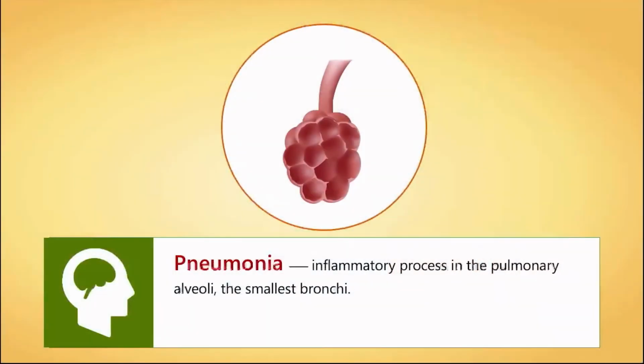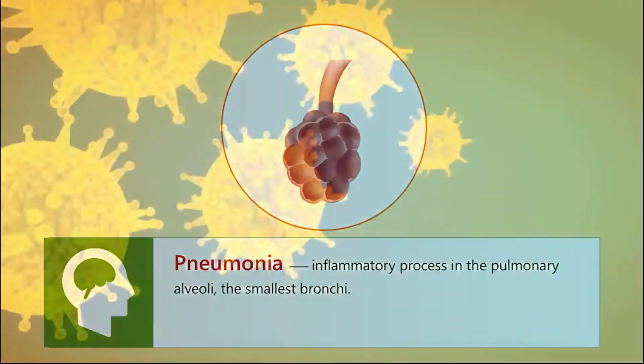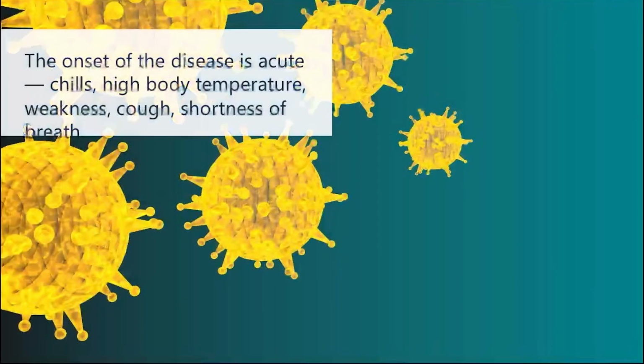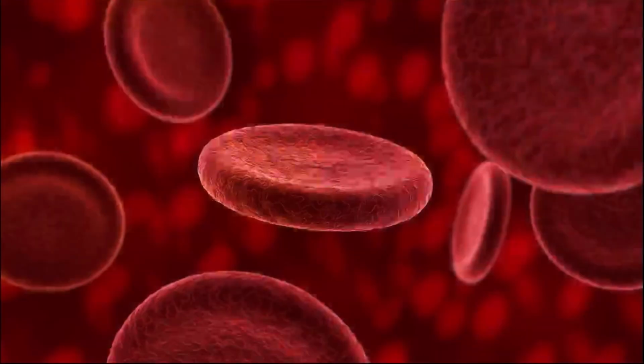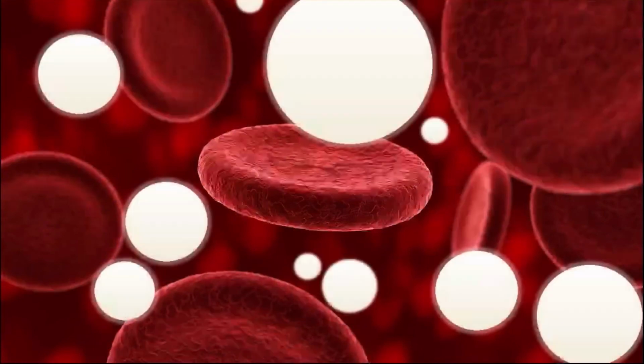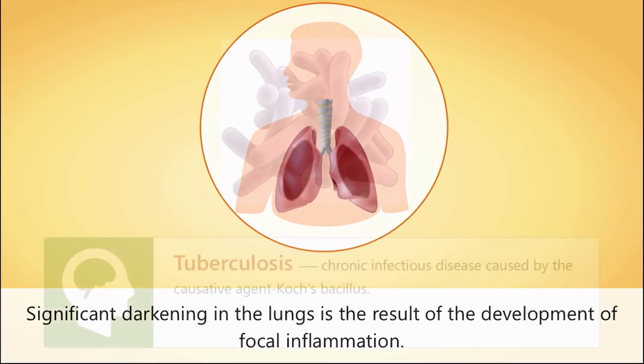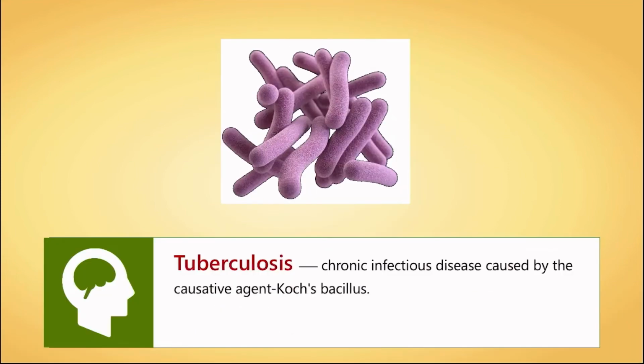Pneumonia is an inflammatory process in the pulmonary alveoli of the smallest bronchi. Inflammation of the lungs occurs due to the penetration and development of a bacterial or viral infection. The onset of the disease is acute: chills, high body temperature, weakness, cough, shortness of breath. A blood test shows an increase in the number of white blood cells. X-ray examination shows a significant darkening in the lungs, the result of the development of focal inflammation. It's clear that self-treatment in this case isn't only futile, but also deadly.